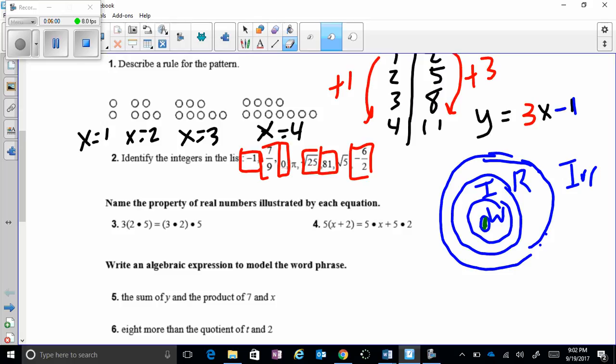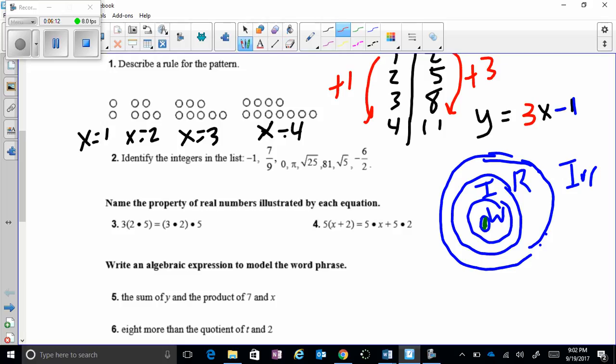So just a quick review of it all. Integers are no fractions, but they can be negative and positive. So this would be your final answer. So -1, 0, 5, and 81.